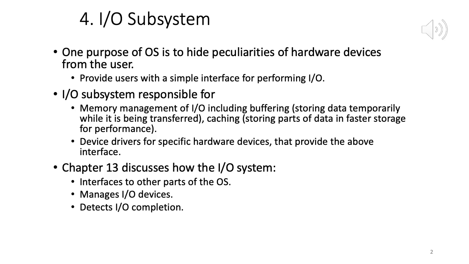Okay. More details will be in chapter 13, which will talk about how the IO system interfaces to other parts of the OS, how it manages IO devices, and how it detects IO completion. We have some rough idea about that, where we talked about how interrupt handlers and device drivers are used in the creation of good IO subsystems. Using an interrupt, we know how an IO is completed. We learned about that. So more details will follow in chapter 13. One of the major tasks of an operating system is to deal with input and output. So it has a whole part, the IO subsystem, that does exactly that. Okay.